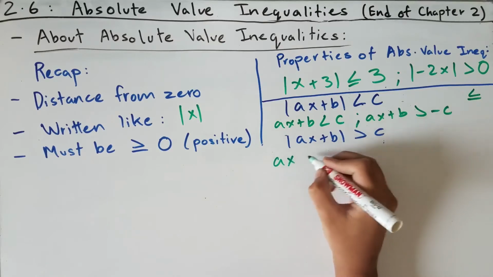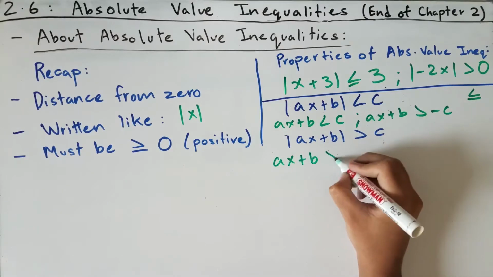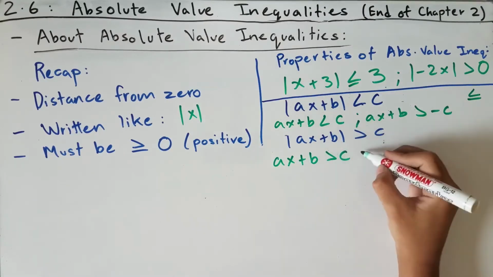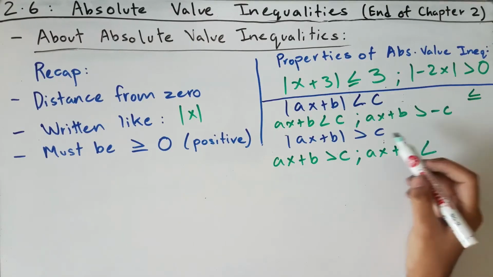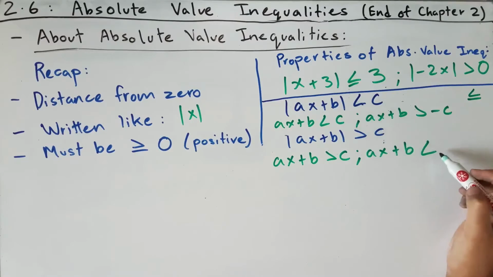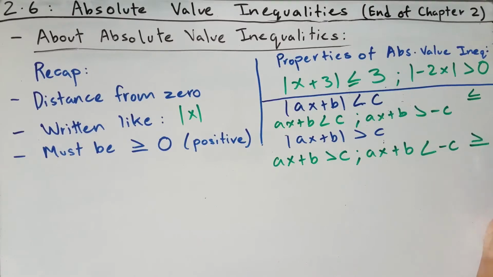So our first solution would be given by ax plus b is greater than c, which is the same as this. And the second solution is given by flipping the inequality sign. So we had greater than, but now we have less than. And then we multiply the c by a negative number. Again, this property also applies to the sign of greater than or equal to.